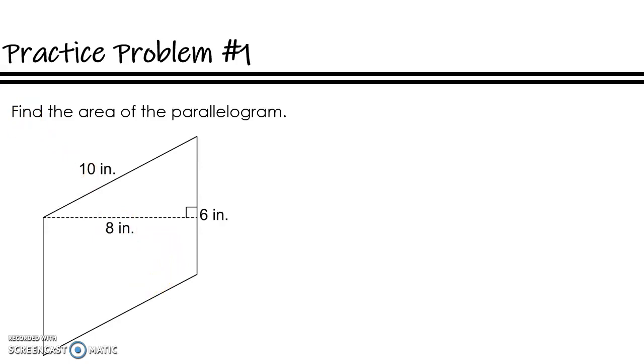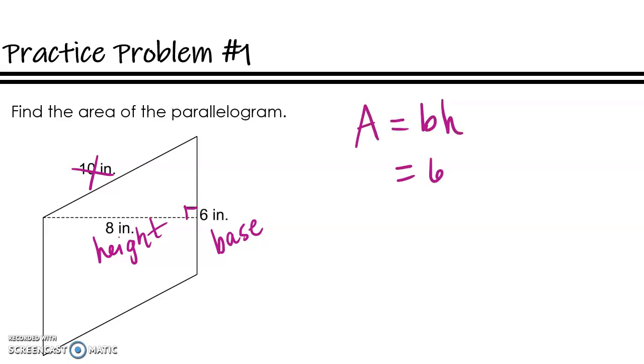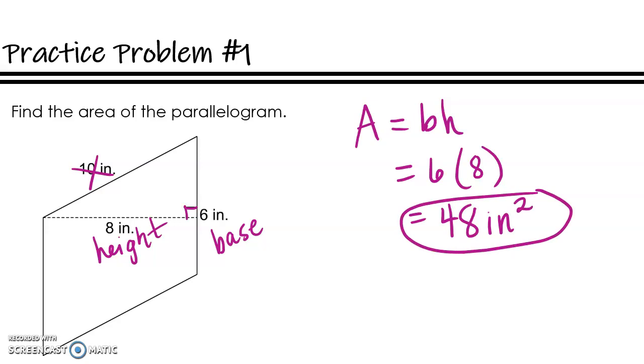So they actually have this turned. I would consider this to be the base, and this to be the height. Remember that the base and height have to make a right angle. So they are actually trying to trick us with this 10. We do not need it. Okay, so base times height, the base is 6, the height is 8. Think about what is 6 times 8. We know that that is 48, and we need to include our units, inches squared. And that would be our answer.